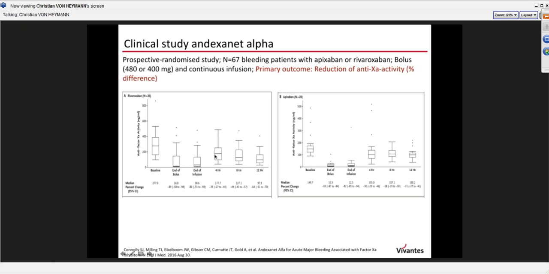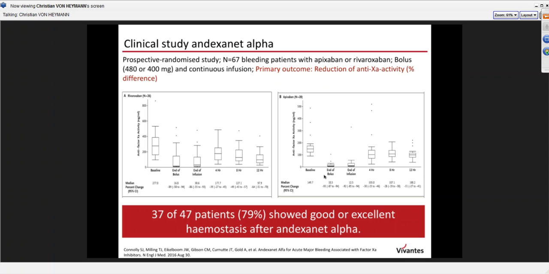and after the infusion has been stopped, the anti-factor Xa levels rise again, showing that there is still some remaining activity of the drug. But as proof of principle, the drug has shown that it can reduce almost to normal the anti-factor Xa levels in the rivaroxaban, and even to a greater extent in the apixaban treated patients.